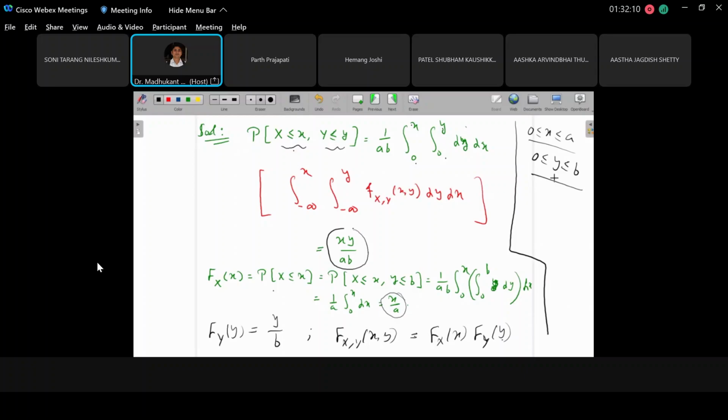So that will automatically come out if you take the two-dimensional uniformly distributed random variable over the rectangular region: they are individually uniformly distributed, and they are independent. Okay, right.